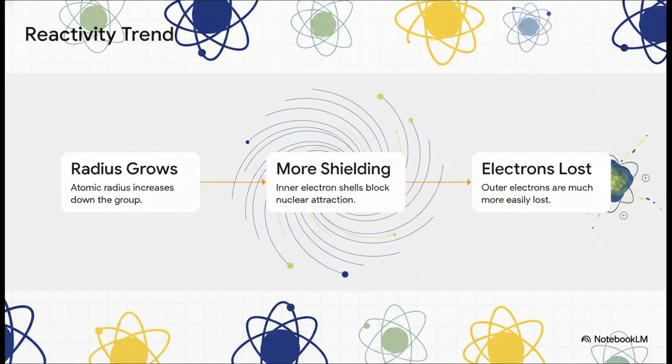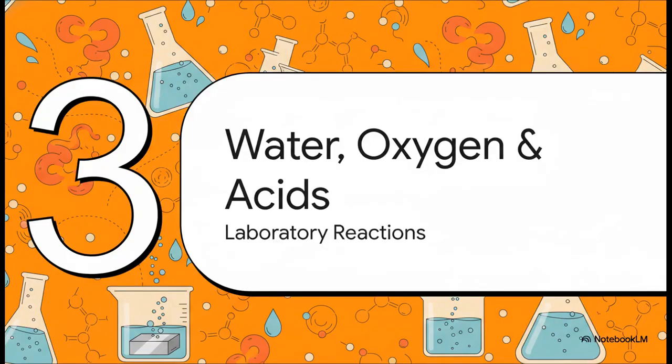And hey, here's a massive exam tip for you. When you're asked to explain a trend in reactivity for these metals, you absolutely must use these 3 specific steps, rather than just casually saying something like, "Oh, the atoms get bigger." So step 1, the atomic radius increases. Step 2, electron shielding increases. And step 3, because of that extra distance and shielding, the outer electrons are more easily lost. And the easier those electrons are lost, the more vigorously the metal reacts. It's really that simple.